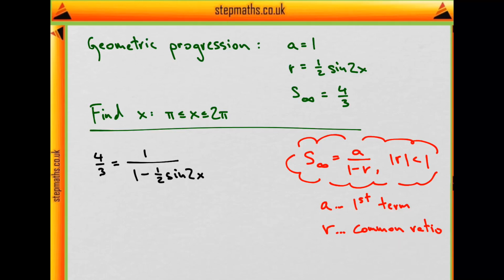But this is the equality we get if we substitute into this formula our values for s infinity, r, and a. And as you can see, that's an equation in only x, so we'll be able to isolate sine 2x and then look at the possible values in the given interval. So here I multiplied the whole equation by the denominator of the fraction on the right-hand side and by 3. This is what I got. And that's the same as sine 2x equals 1/2.